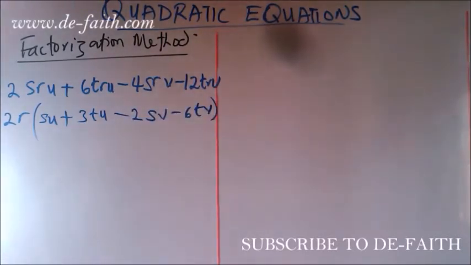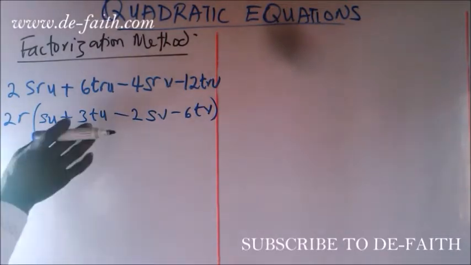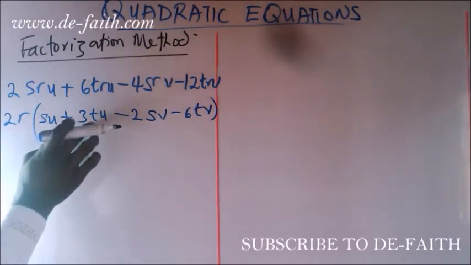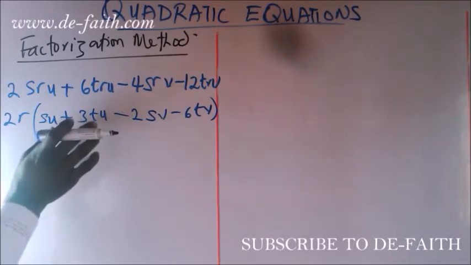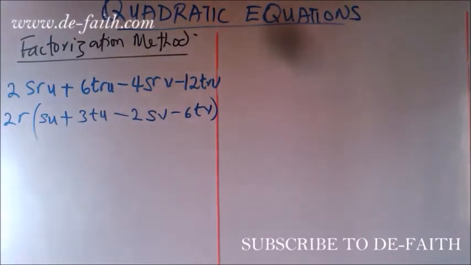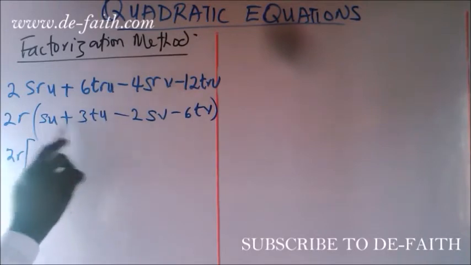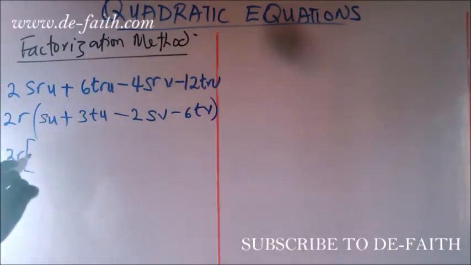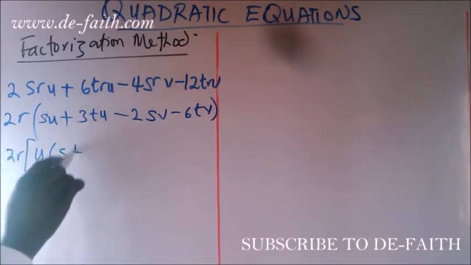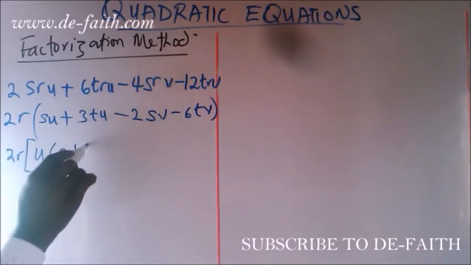Next is to group. When we group this, we have SU plus 3TU. Yes, there's a common factor here. Likewise over here, there's a common factor. So we'll still have our 2R outside. What is common in these two groups? U is common, so we'll bring out U. And we'll have S left plus 3T.